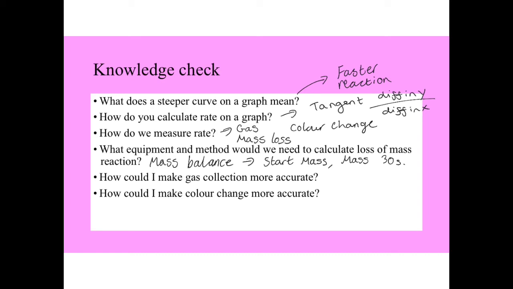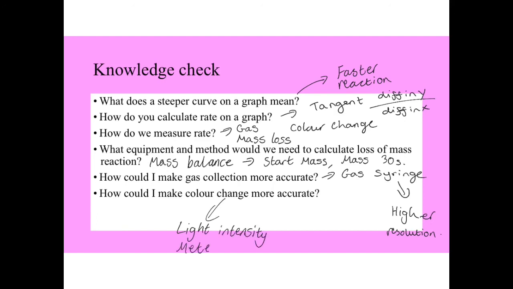How could I make gas collection more accurate? Use a gas syringe, not a cylinder, because it has a higher resolution. How could I make colour change more accurate? Use a light intensity meter, because then it measures the light.